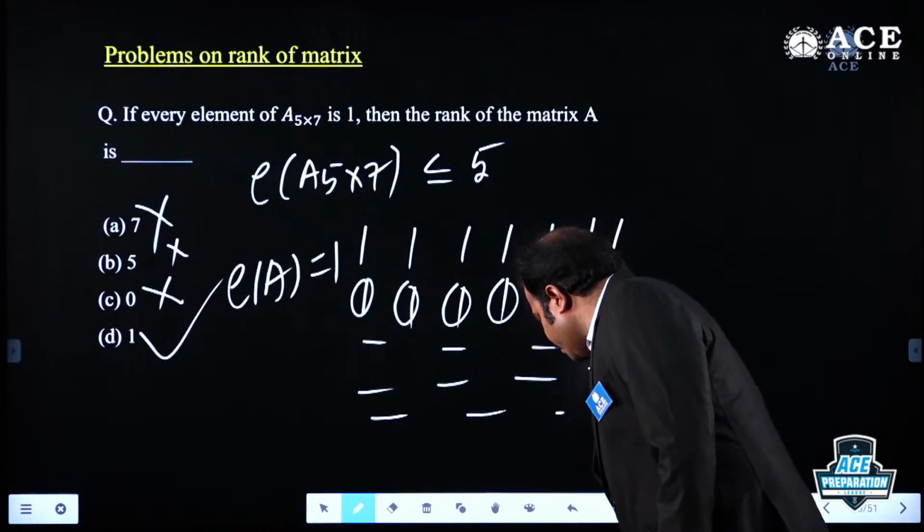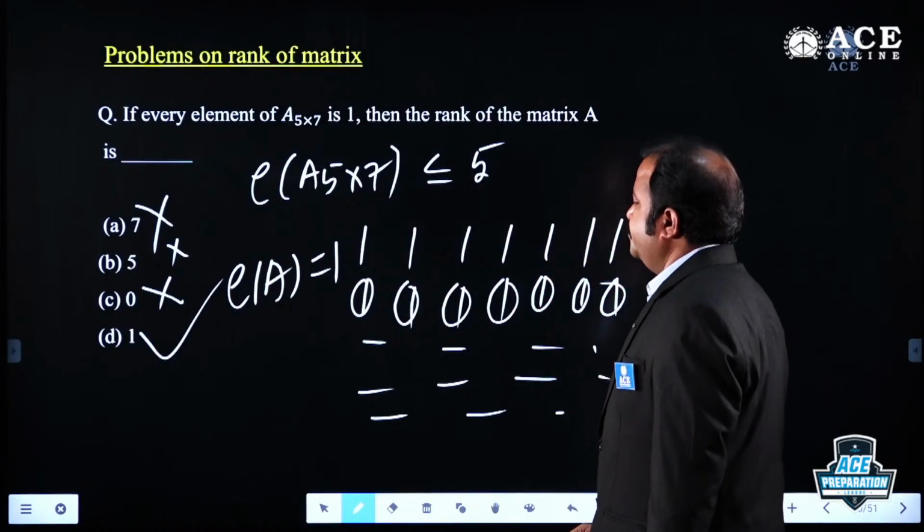Yes, Nirisha, rank of A is 1 only, right? Option D is the correct answer.